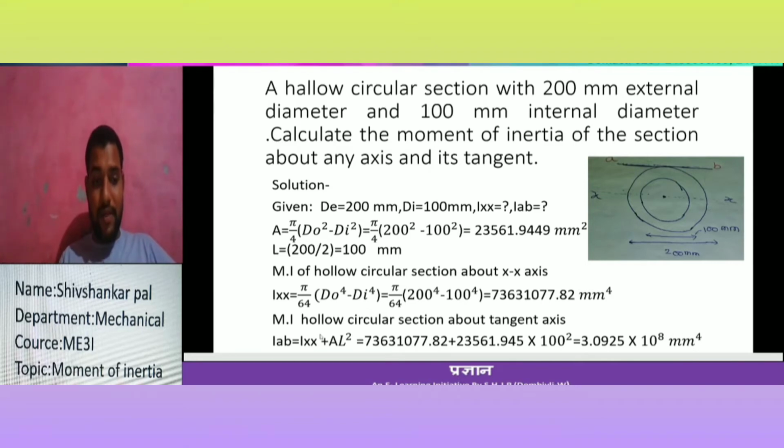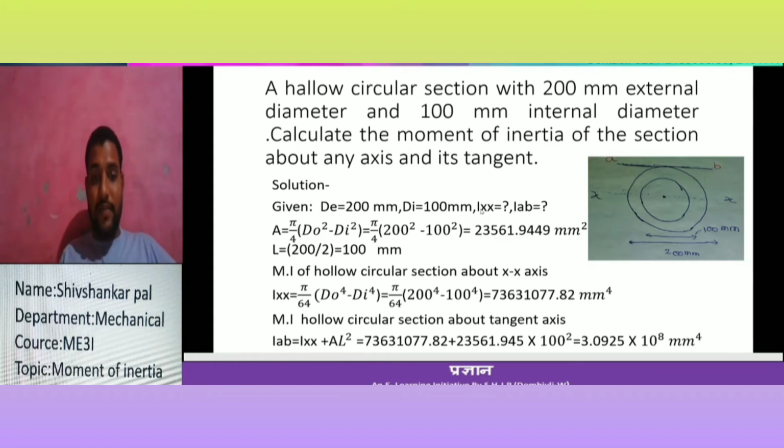So the moment of inertia about the tangent axis is the moment of inertia about the centroidal axis Ix plus the area of the object into length square, that is the perpendicular length. The distance between the AB axis and the x axis is known as the perpendicular length L square. Put the value, then the result is the moment of inertia of the hollow circular section about the tangent axis. That is clear.